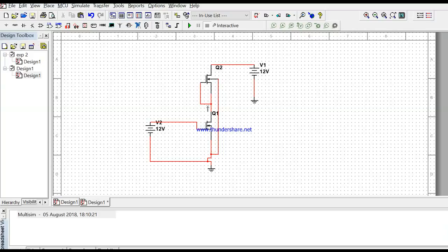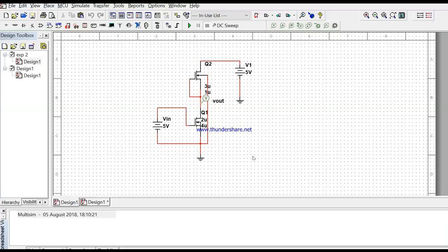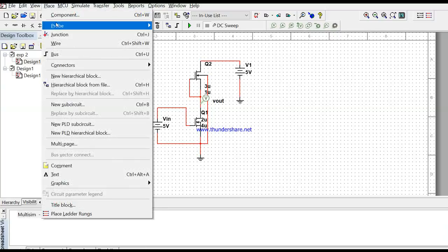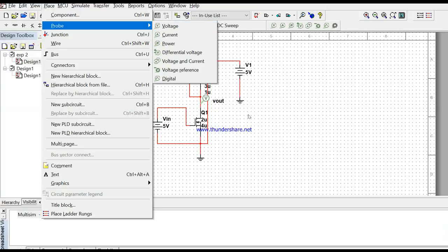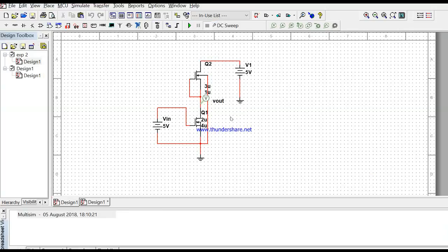So hence you will connect this circuit in this manner. I have connected it first. So this is a circuit which I have connected over here. In this circuit, we have taken a voltage probe over here that we can get from place probe and we can get the voltage probe over here. So I've joined the voltage probe over here.